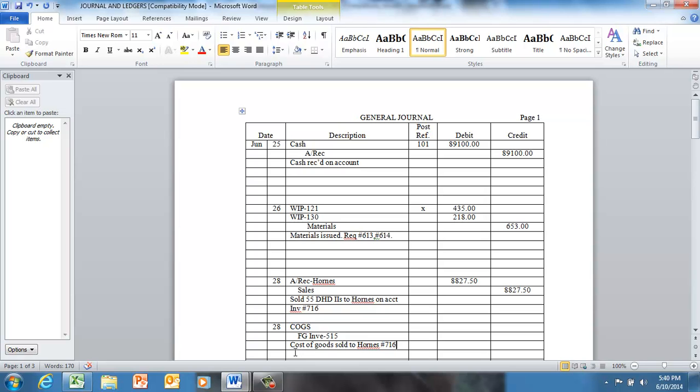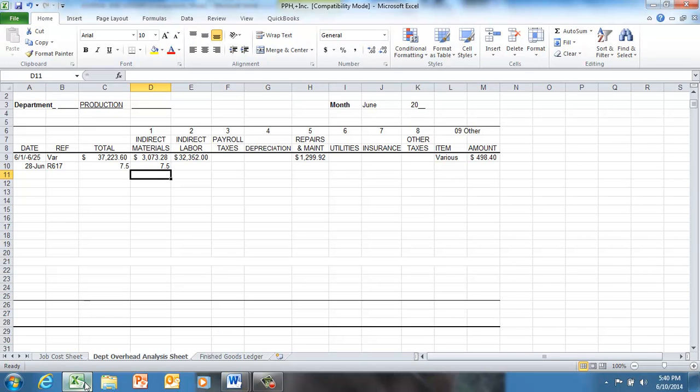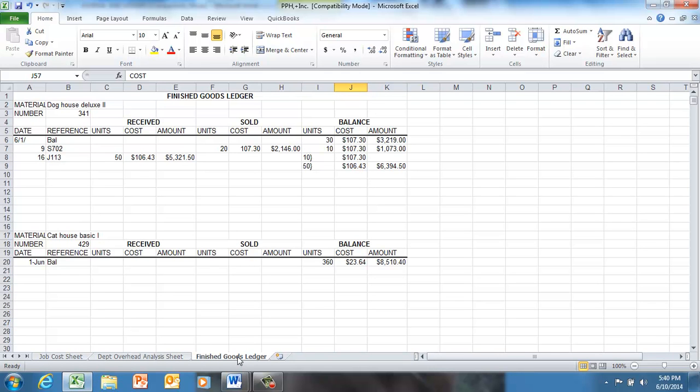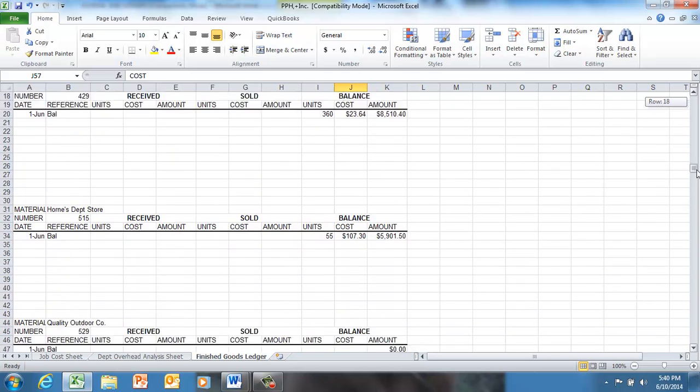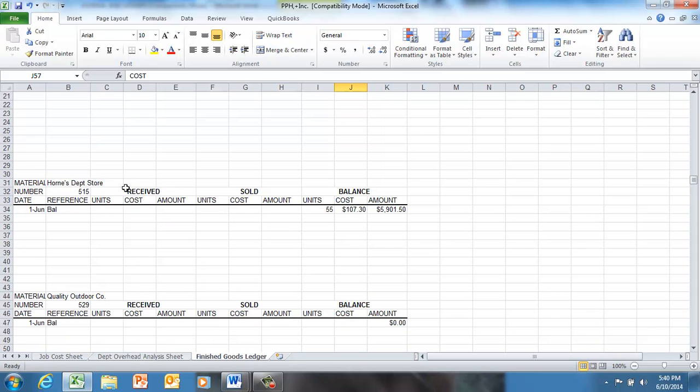Now I have to figure out, how much goes in this debit and credit? How much did it cost us for those 55 doghouses that we just sold to Horns? Well, here is where I go to my finished goods subsidiary ledger, which is in your Excel file, and I'm going to go on this third tab, finished goods ledger, and scroll on down until I get to job number 515. Here we got Horns Department Store, and this is number 515. I'm going to put in my date, 06/28.